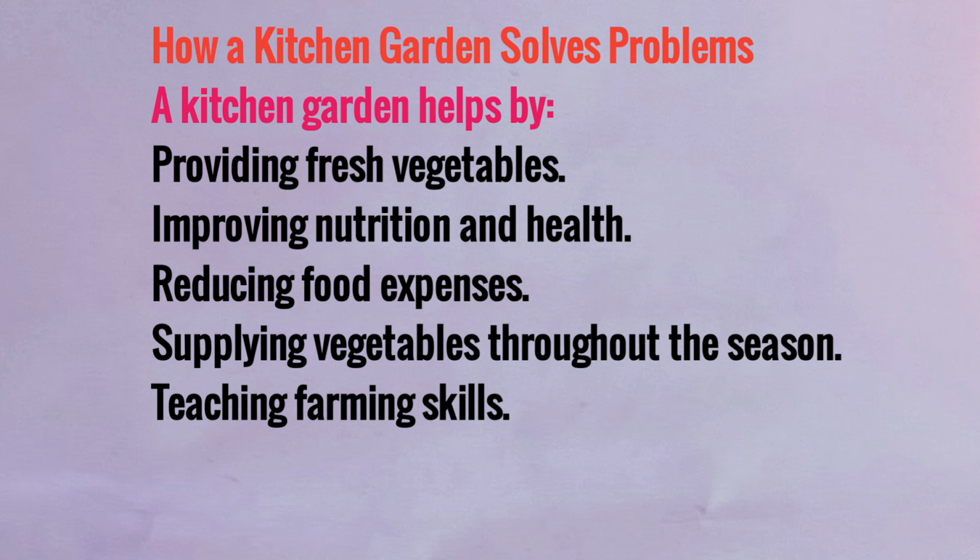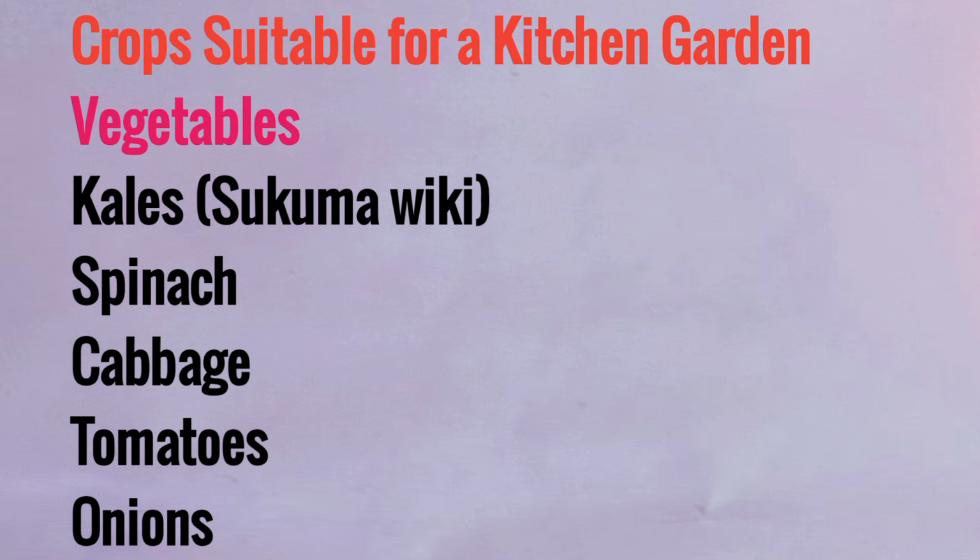After doing that, it's good that we also check on the crops suitable for a kitchen garden. Here I want to focus on the vegetables. The learners can select kales, spinach, cabbage, tomatoes, or onions. Those are some of the crops that the learners can choose from for their kitchen garden. Then what will necessitate these learners to choose one type of vegetable here?